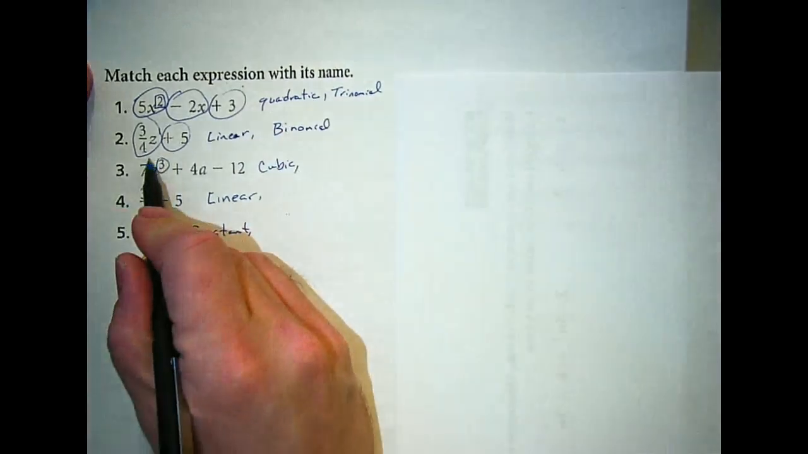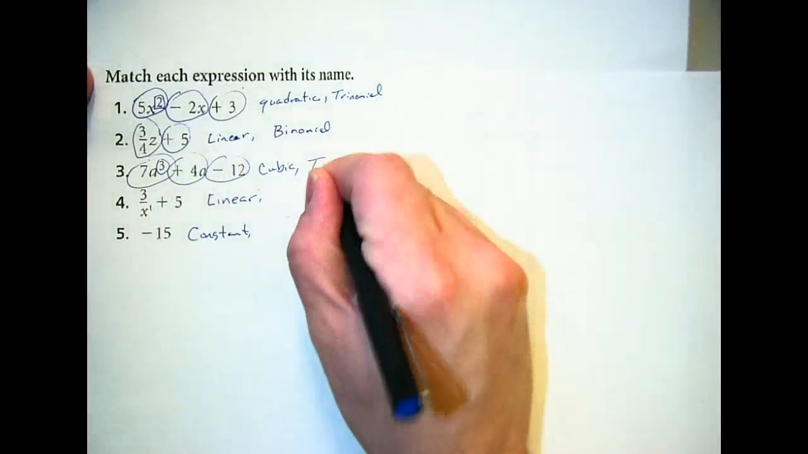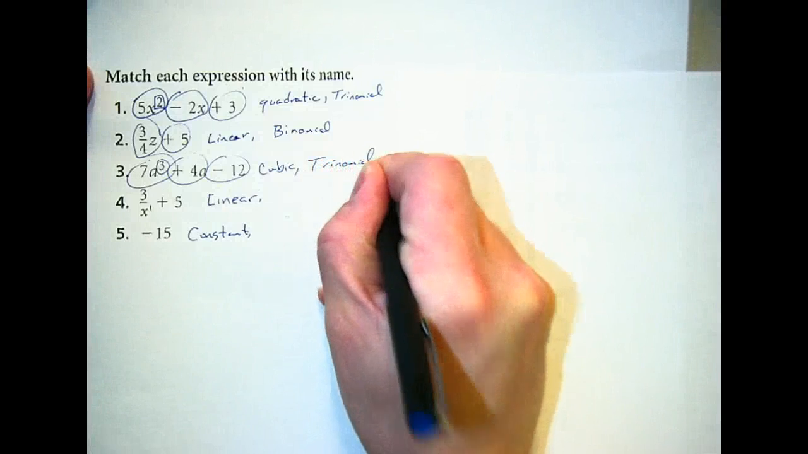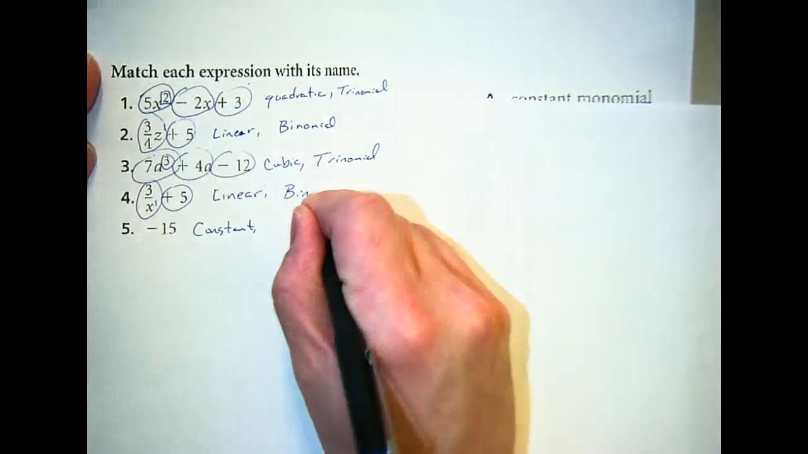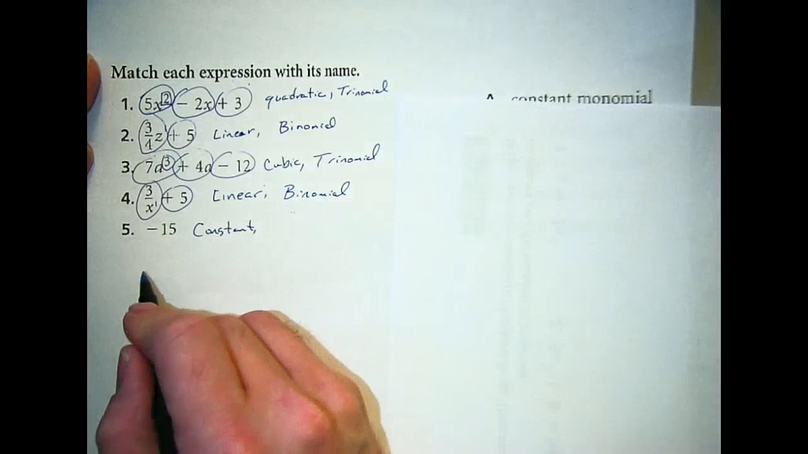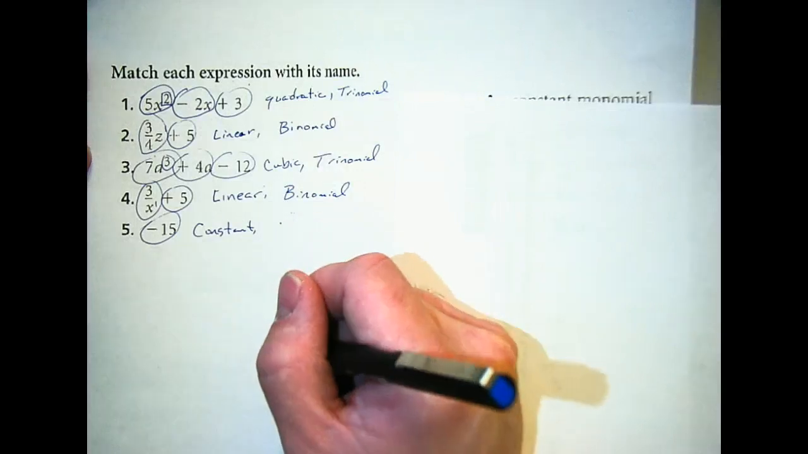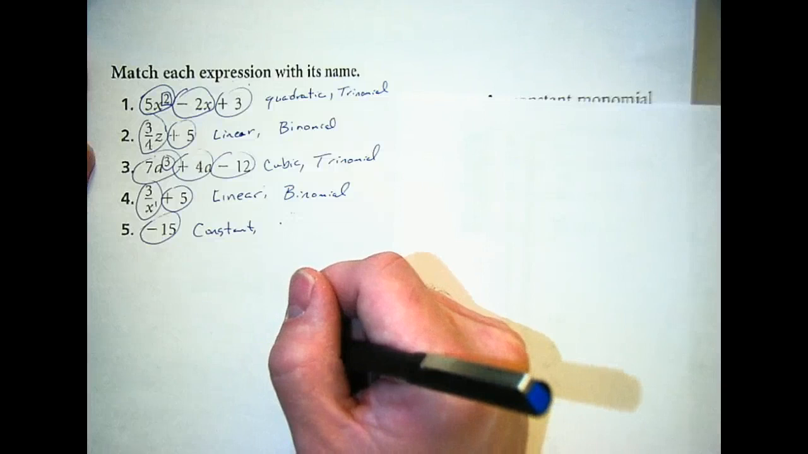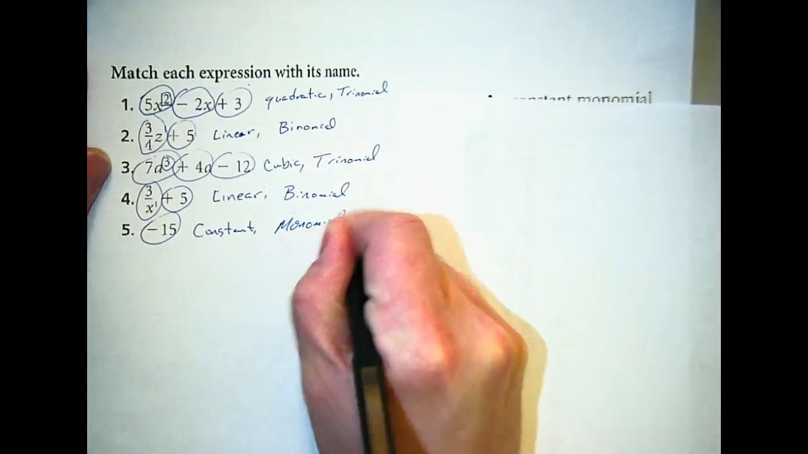Cole, by number of terms, how many? 3? What do we call it? Trinomial. Ayla, by number of terms, how many? 2. What do we call that? Binomial. Marie, number of terms, how many? 1. What do we call that? Take a look at your notes. One term. Monomial.